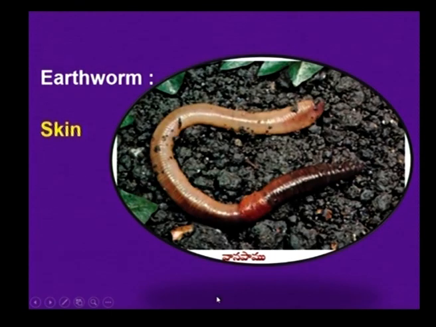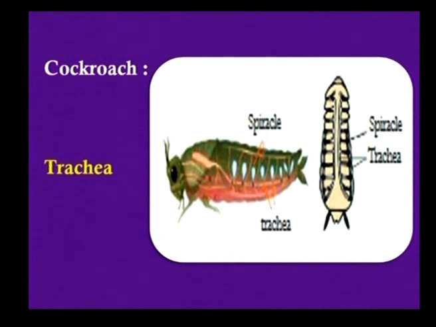How do animals respire? This is an earthworm. It lives in soil. Its skin is very thin and has some small pores, and it is moist too. It can respire through its skin. And this is a cockroach. All insects respire through the trachea. Here small openings are present on the sides of the body called spiracles. They take in oxygen through these spiracles and it enters the trachea along tubes.